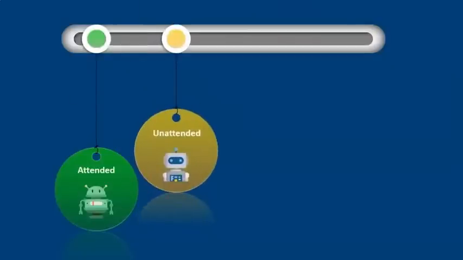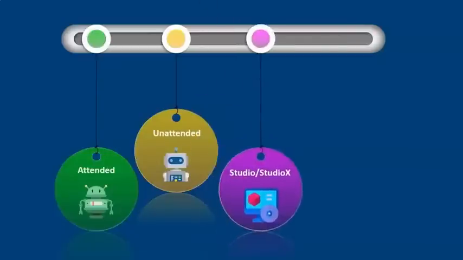Unattended. In virtual environments, robots can run unattended and automate a variety of processes. The Orchestrator is in charge of remote execution, control, scheduling, and support for work queues in addition to the attended robot capabilities.